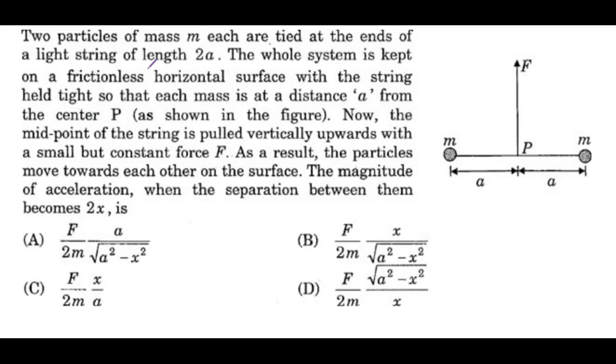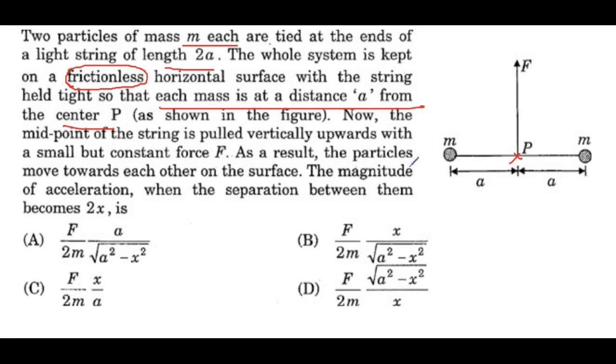Alright, so this is the first question. You have to read the question very carefully. It's written that two particles of mass m each are tied to the ends of a light string of length 2a. So this is the initial length of the string. The whole system is kept on a frictionless, just encircle this, frictionless horizontal surface with the string held tight so that each mass is at a distance a from the center P. So here is the center and each mass is at an equal distance a from the center.